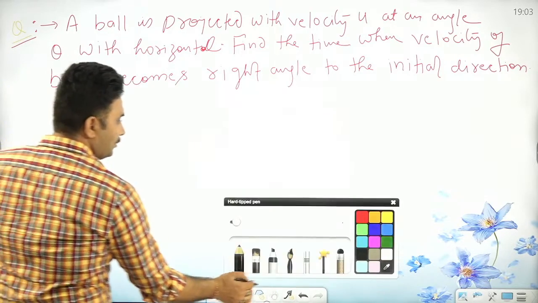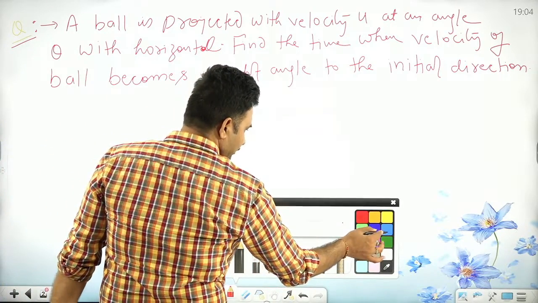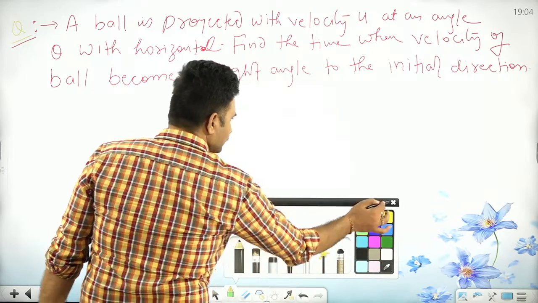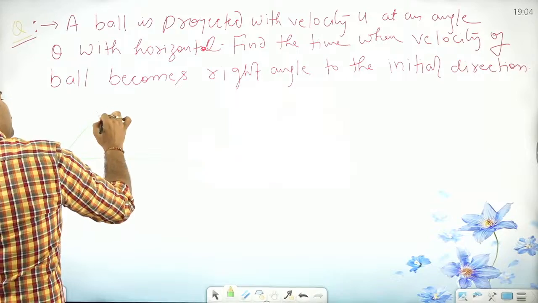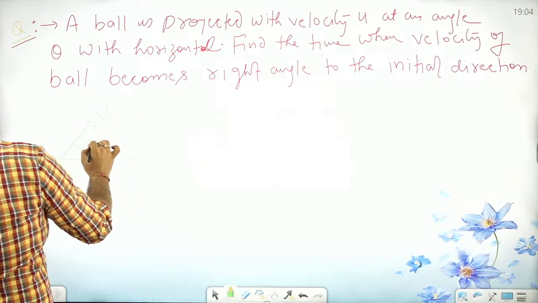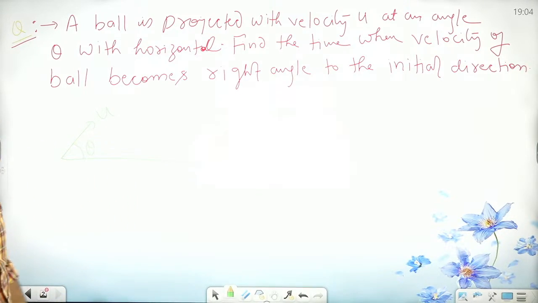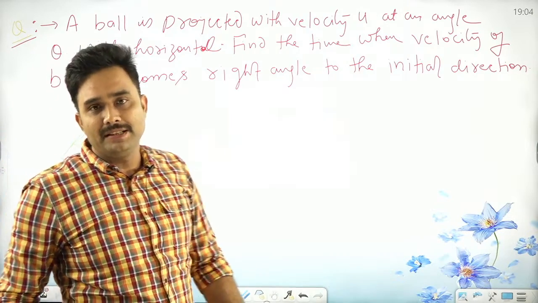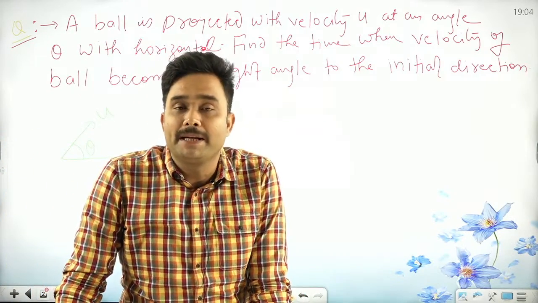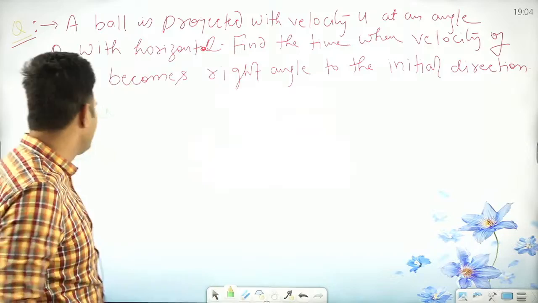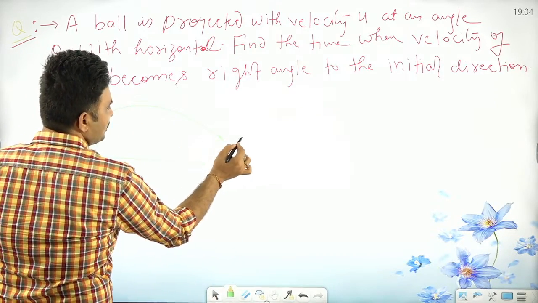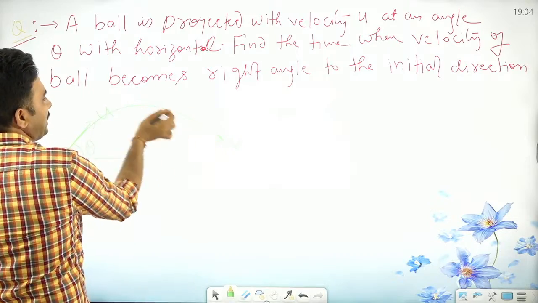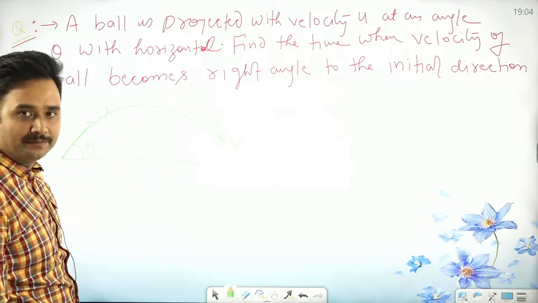A ball is projected with velocity u at an angle theta. After how much time does the velocity of the ball become perpendicular to the initial direction? Generally, we students solve it like this: Sir, this is the velocity and it becomes perpendicular after time t.